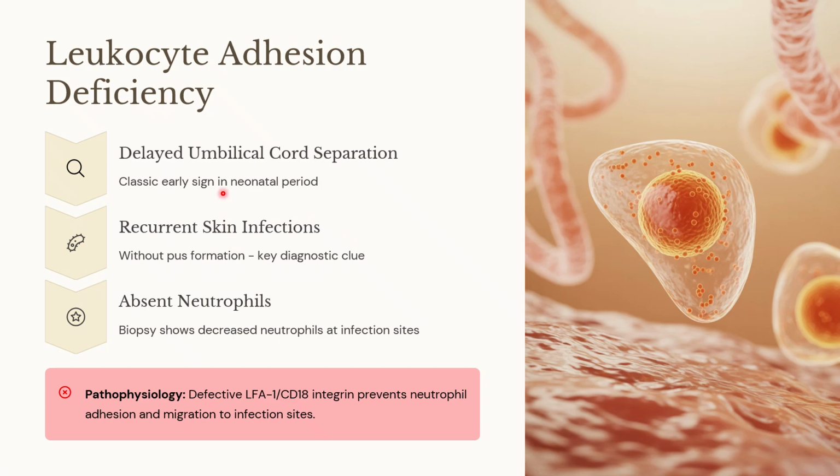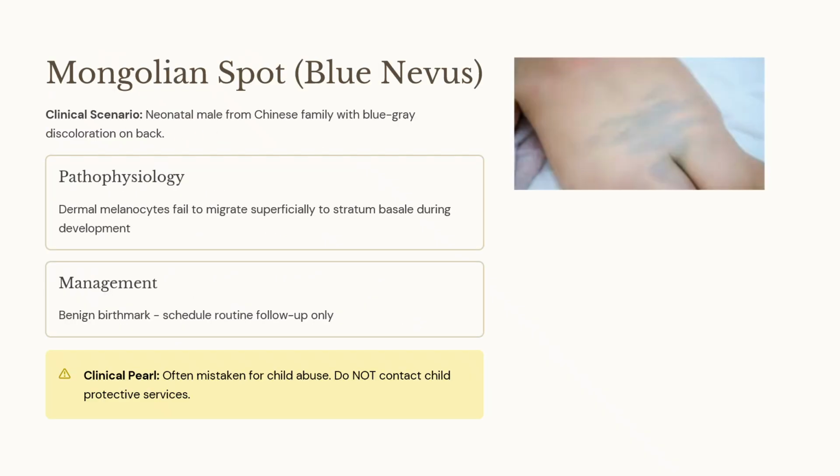In addition to it, there will be delayed umbilical cord separation. Why? This is an early sign in the neonatal period. For the umbilical cord to get separated, it needs leukocyte adhesion, that is, the leukocytes which are concentrated in that area will cause umbilical cord separation. So delayed umbilical cord separation will result, and this is one of the symptoms of leukocyte adhesion deficiency.